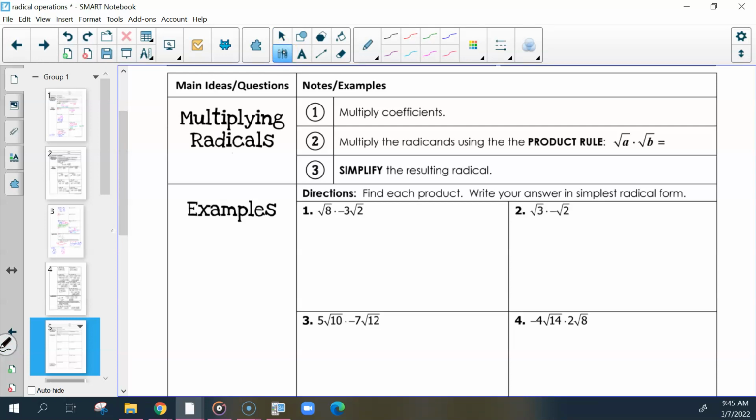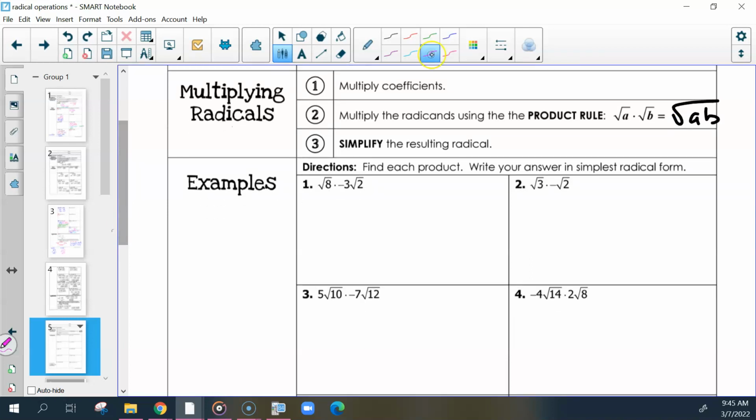That's this product rule. Anytime we are multiplying something by the square root of something else, we can combine them and put everything underneath the same square root. Sometimes we will need to simplify whatever we multiply together. Sometimes we won't. It just depends. So let's do some of these.